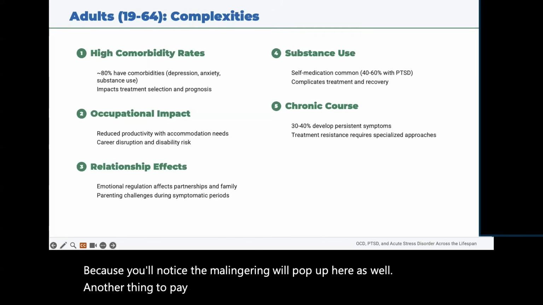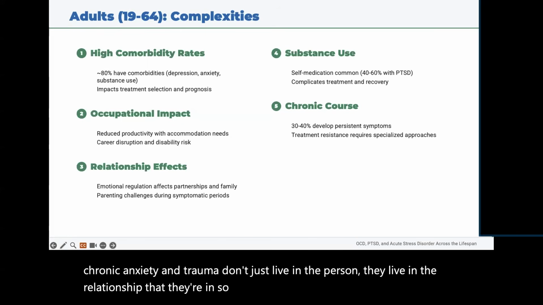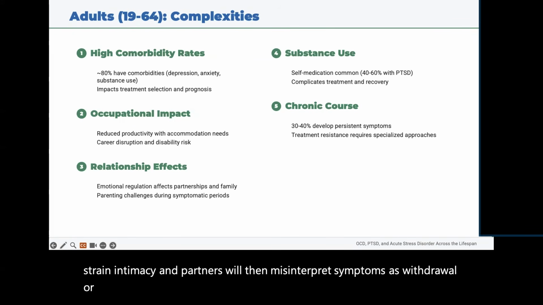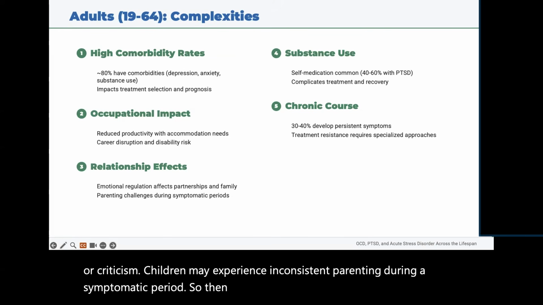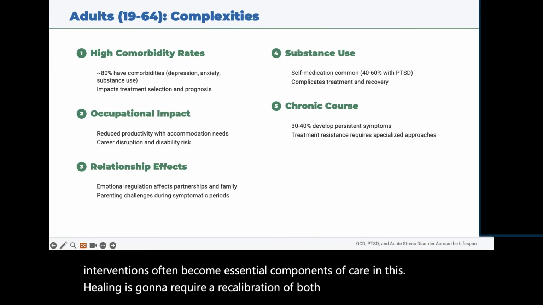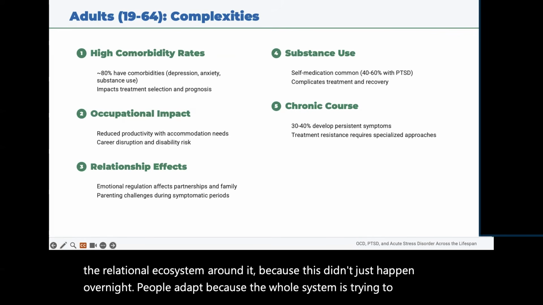Another thing to pay attention to in adults is this relationship effect. So chronic anxiety and trauma don't just live in the person, they live in the relationship that they're in. So emotional dysregulation and avoidance can strain intimacy, and partners will then misinterpret symptoms as withdrawal or criticism. Children may experience inconsistent parenting during a symptomatic period. So then family psychoeducation and couples interventions often become essential components of care in this population. Healing is going to require a recalibration of both the nervous system and the relational ecosystem around it, because this didn't just happen overnight. People adapt because the whole system is trying to establish homeostasis here.